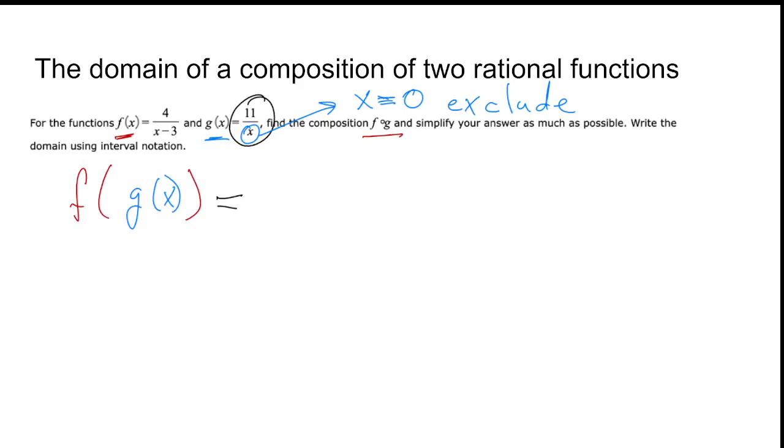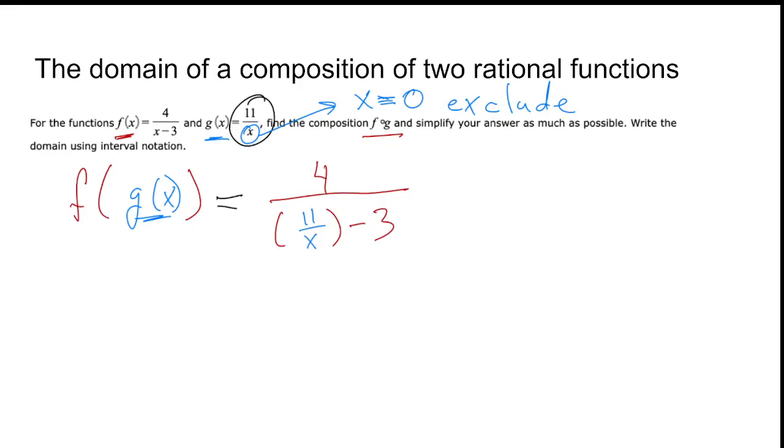Now what we're going to do is this composite, which is going to get a little complicated, but that's okay. We're going to take the f function, 4, and then the x we're going to replace by a parentheses, minus 3. So 4 over x minus 3 is what we start with. Inside this parentheses, we're going to put the function g of x. So that's 11 over x, and that's what we have.